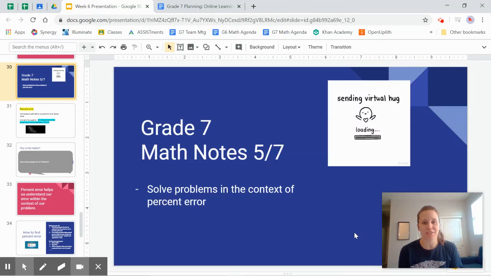Hello, my virtual friends. It is May 7th, and today in this math lesson, we're going to talk about percent error, which is a really great real life skill that you can start to master in seventh grade. You're going to use this a lot when you get into science. And if you choose to study science in college, you'll talk a lot about error. So I'm excited to dive in with you today.